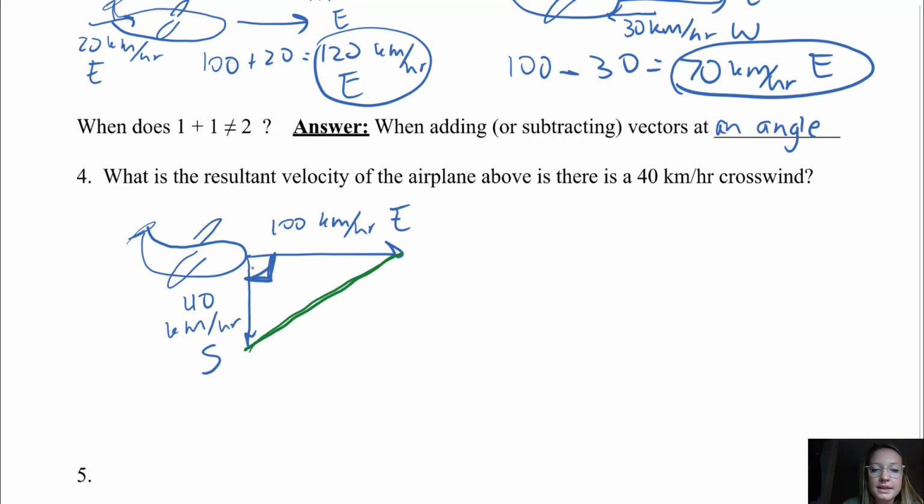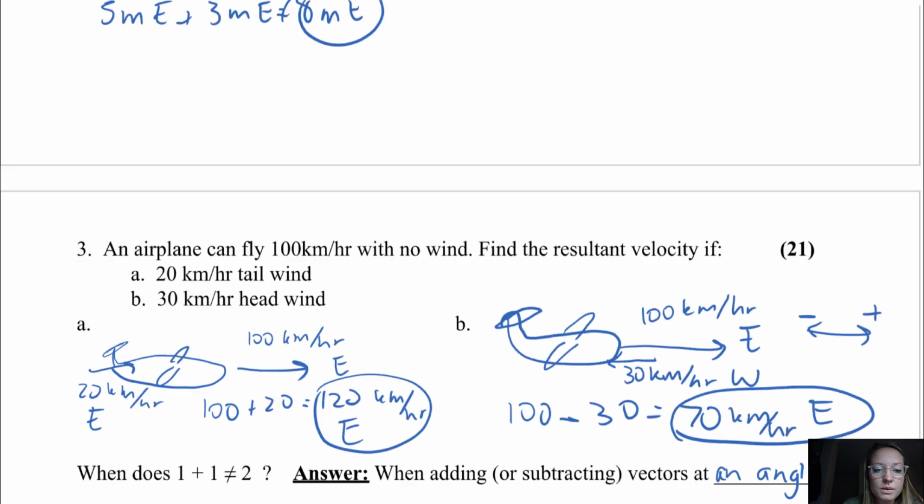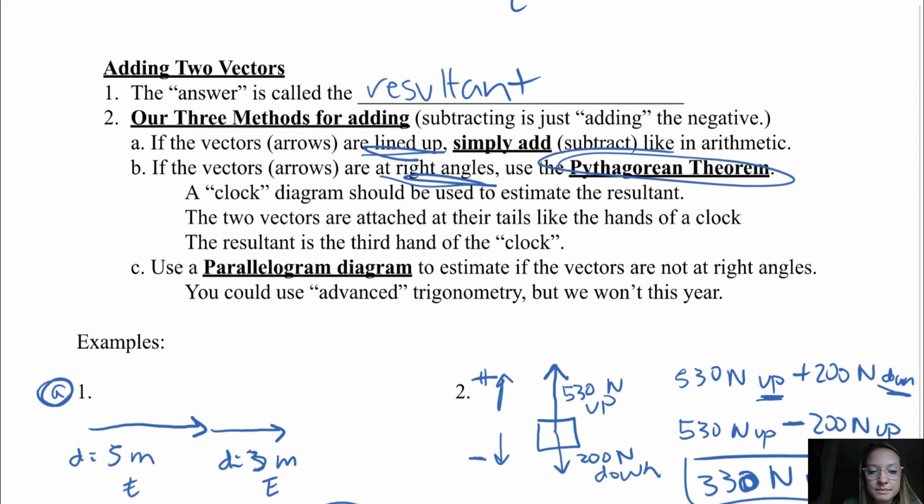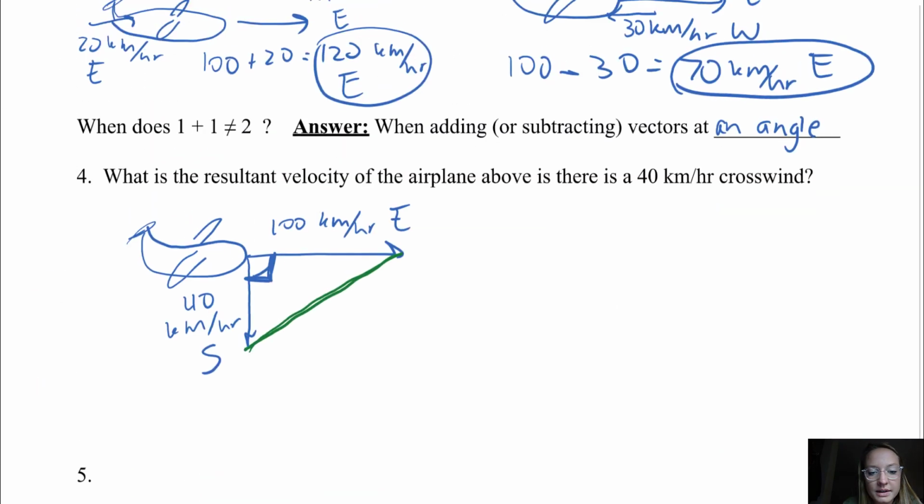So we can use this method B because they are at a right angle. So we can use the Pythagorean theorem. And this is super easy. Hopefully you know this from trigonometry, or from geometry class, or wherever you learn about these things.